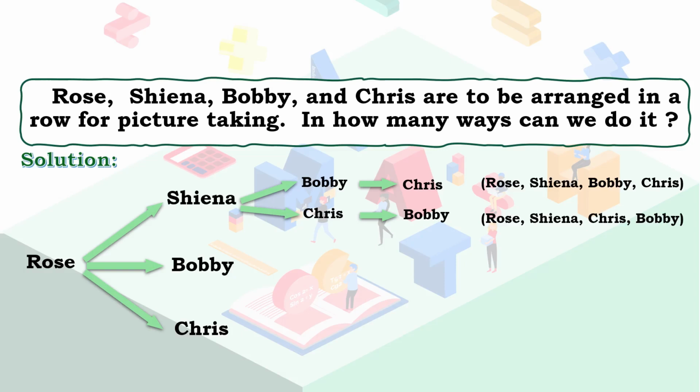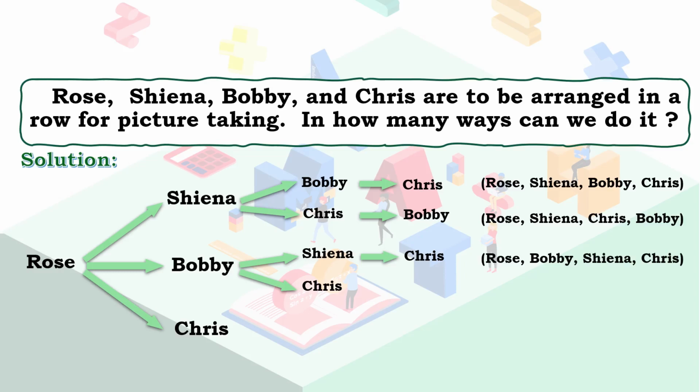Now, if Bobby is in the second position, therefore the third position could be filled with Sheena or Chris. If Sheena is in the third, then Chris is last. Then the arrangement is Rose, Bobby, Sheena, Chris. If Chris is in the third, then Sheena is last, with an arrangement Rose, Bobby, Chris, Sheena.